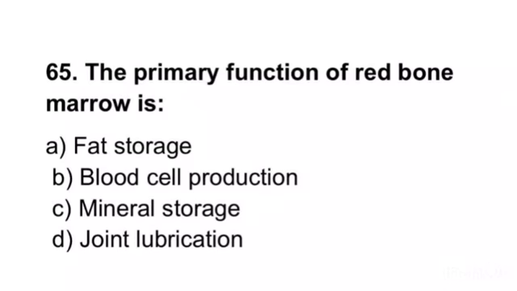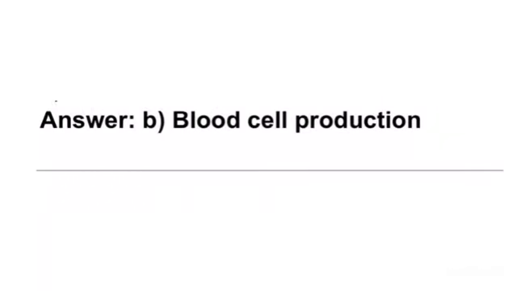65. The primary function of red bone marrow is A. Fat storage. B. Blood cell production. C. Mineral storage. D. Joint lubrication. Answer, B. Blood cell production.